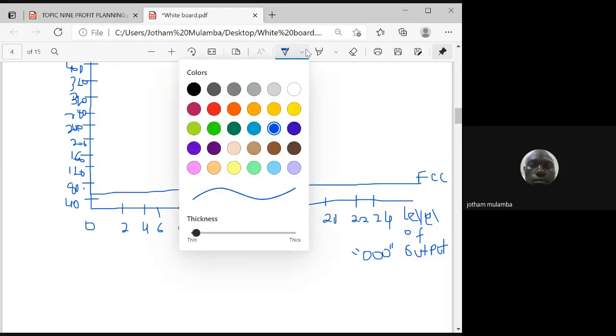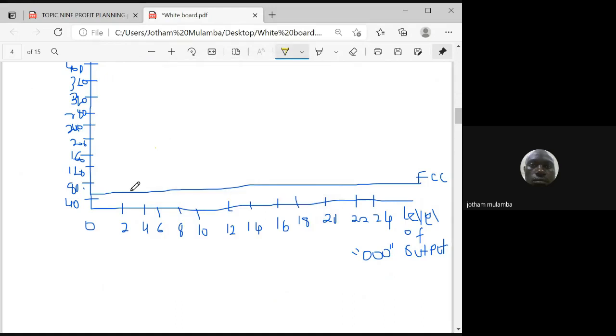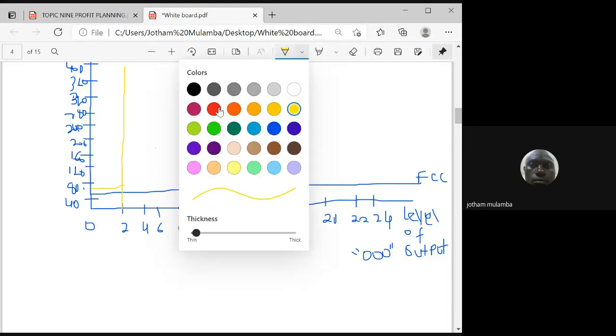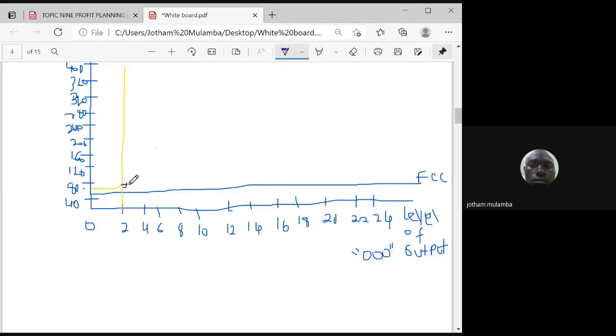Just select a different color so that I can demonstrate. So when we produce 2000, because I don't have a ruler, I will try and get that. Our total cost was 78,000. So 78,000 is slightly below 80 there. Now you see where they intersect. Where they intersect here, I'll put a mark, the same way we put a mark when we are drawing curves. So that mark should be where? Okay, I believe you are able to see that.